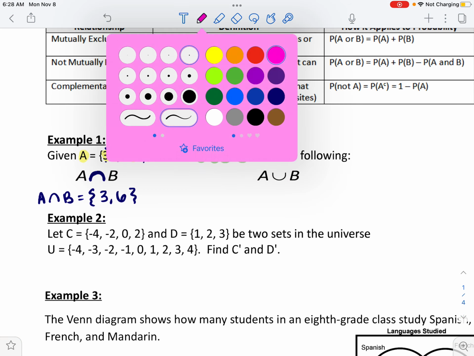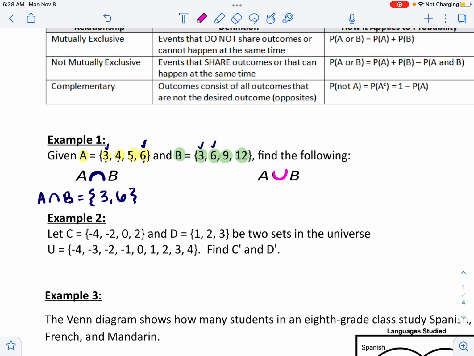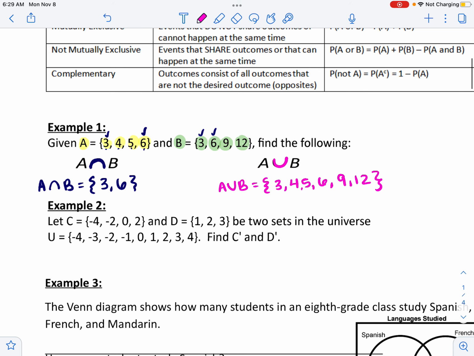Now, the next one asks for the union. This means everything that's in A or B. So really we combine both together. A union B equals, and I'm going to start by listing all of A: 3, 4, 5, 6. And then I'm going to list the things in B that I did not already list. We already listed 3 and 6, so then we'll go 9, 12. And there's A union B.